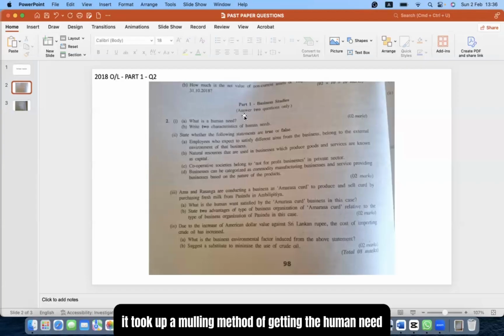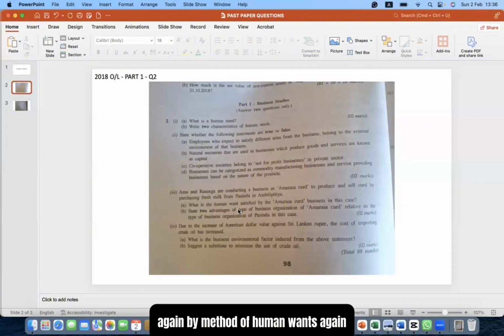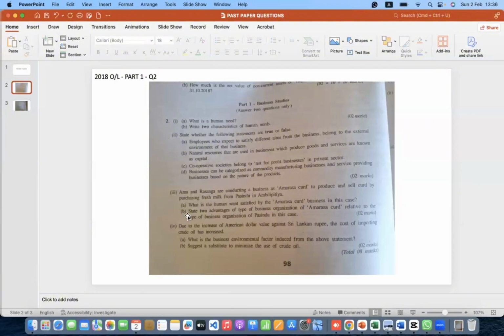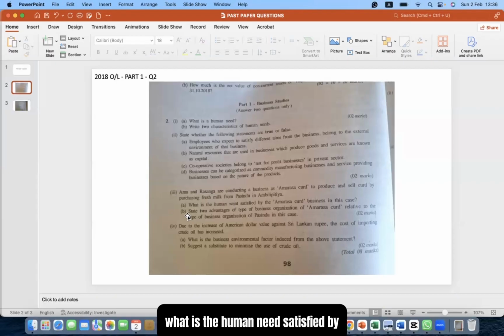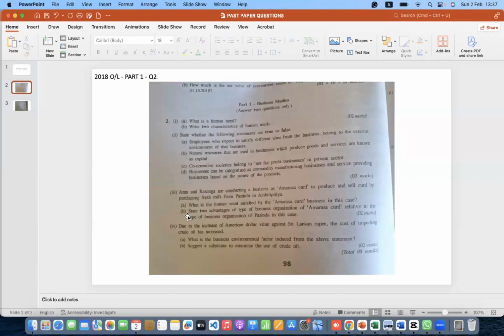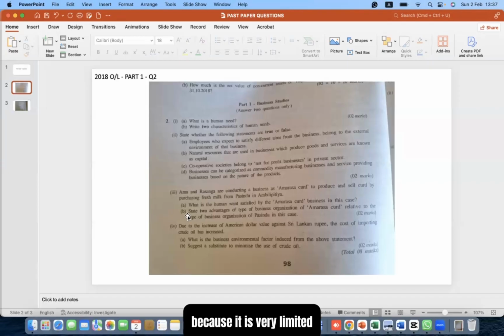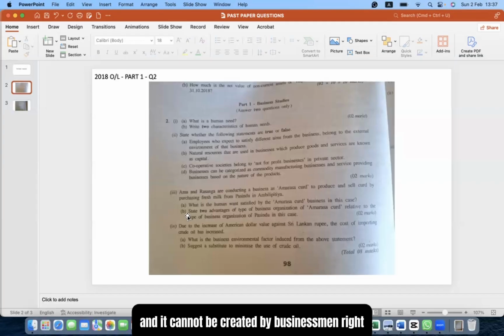Earlier we learned about a human need, but here they are asking about human wants. We need to know that a human need is the requirements that must be fulfilled essentially for existence. What is a want? Different ways of fulfilling that human need. If they had asked what the human need satisfied by Amarasa Curd is, we would say food, because it is limited, common, essential, and cannot be created by businessmen.